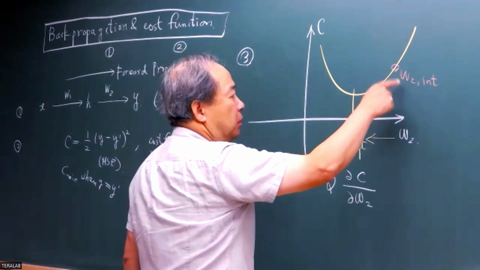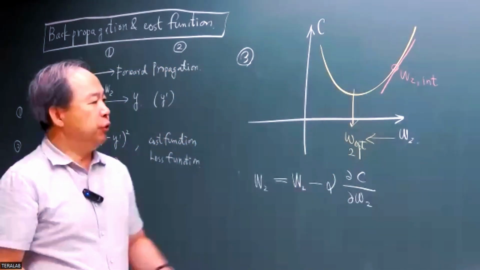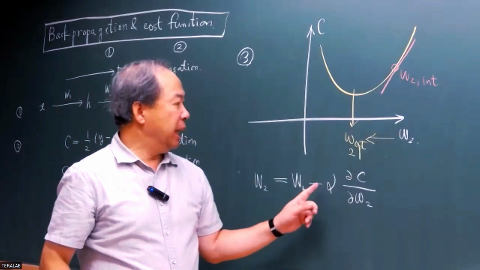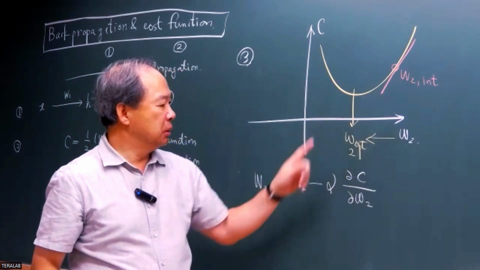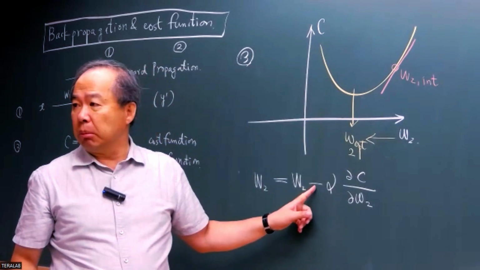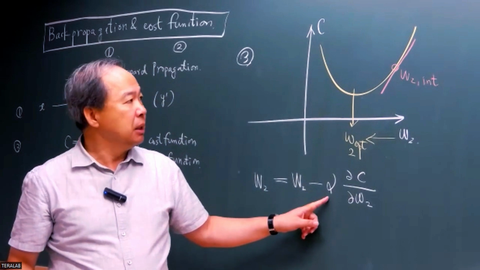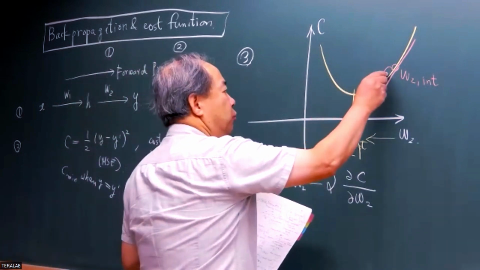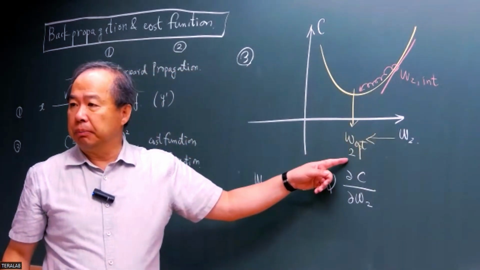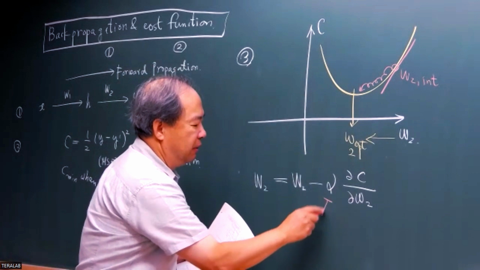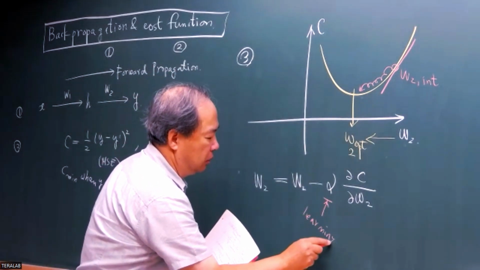At the initial point of W2, we may have a slope. If we have positive slope, we have to reduce the W2 to reach W2 optimal. That's why we have a minus sign here. This alpha is the learning rate. So step by step, we have to move this value to the optimal point. That's why we have alpha, the learning rate.